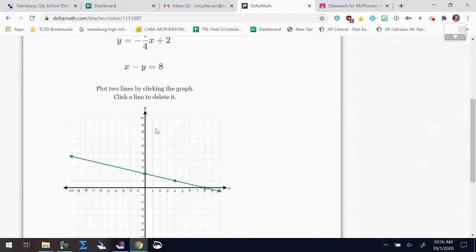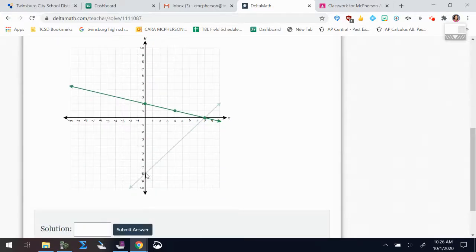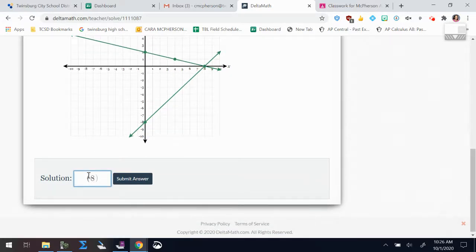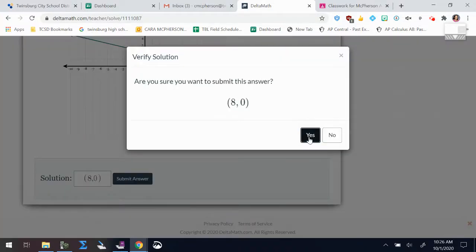So that means y equals -8. So I'm going to go down here to -8 on the y-axis and connect the points. Now my solution where they intersect is right here on the axis. That is the point 8, 0. So I'm going to type it in coordinate form, x then y, and submit.